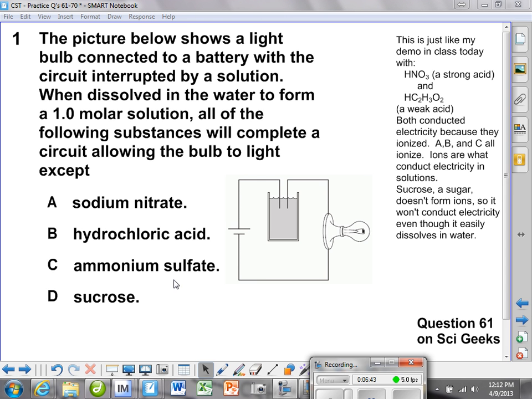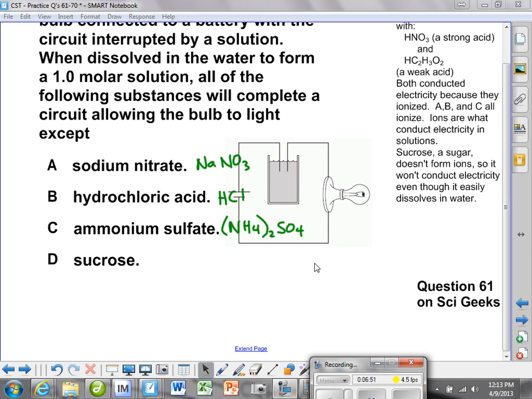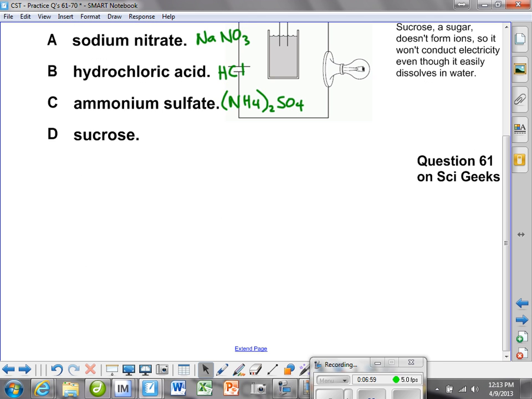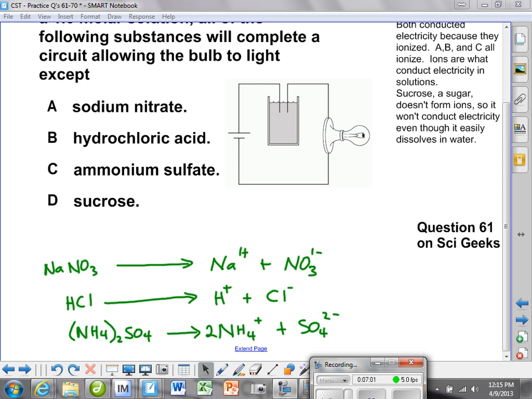Ammonium sulfate is an ionic solution, and hydrochloric acid is ionic, and sodium nitrate is ionic. So I thought I'd write the formulas for you down there, right next to each. And now let's look at what they actually ionize to. And there you have it. So I hope that helps you to see what was actually going on at the molecular level.